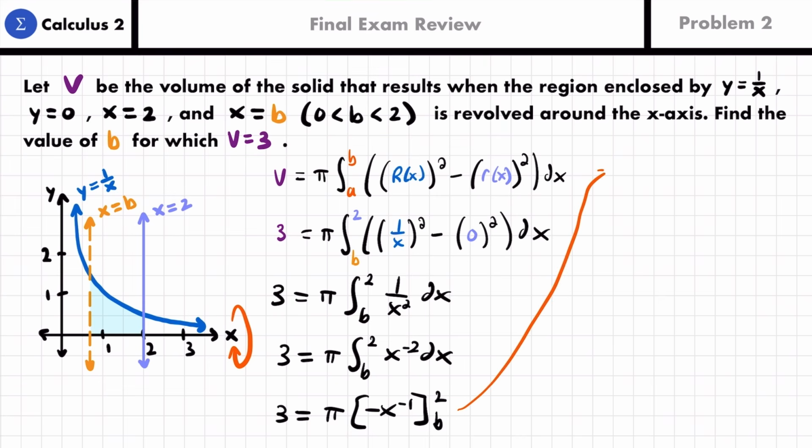Okay, so then continuing our work up here, we have 3 is equal to pi multiplied by -1 divided by x, evaluated from b to 2, right? If you take x to the power of -1 and move it to the denominator, you just have 1 divided by x to the first power. And now let's evaluate that at 2 and subtract the evaluation at b. And by the way, this was not an improper integral. That's something that you do want to be on the lookout for, but this is not an improper integral because that lower bound of b cannot be 0, right?